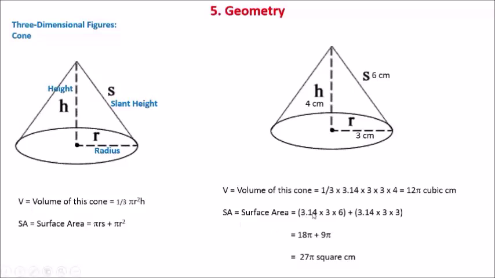And then surface area, pi r s, pi, and then r is 3, s is 6, okay, plus pi r squared, pi, 3.14, r squared, 3 times 3. So then you add these two together, 18 pi plus 9 pi, 27 pi. So it's better to use pi and then simplify. You get 27 pi, and then now you plug in 3.14 for pi. If the answer is given in decimals, then you need to plug in 3.14 for pi, and then you will get the answer in decimal. Okay.